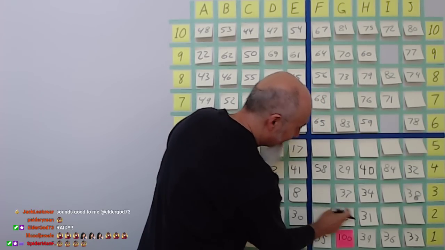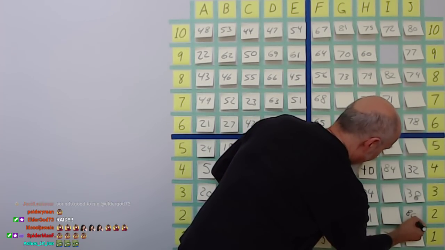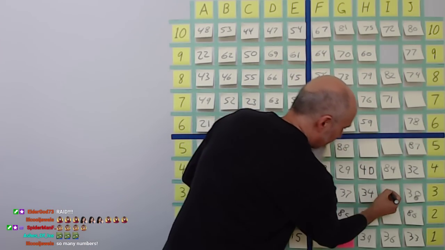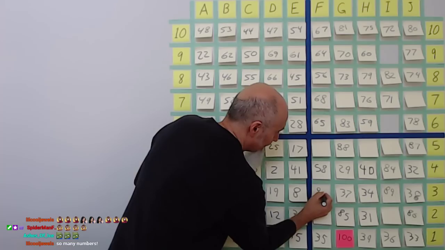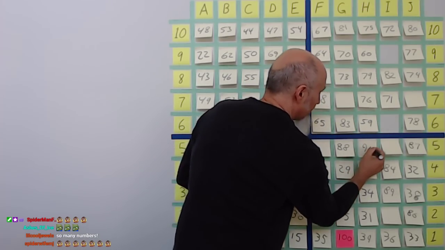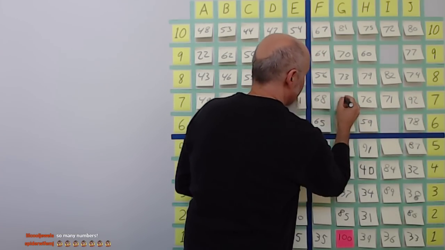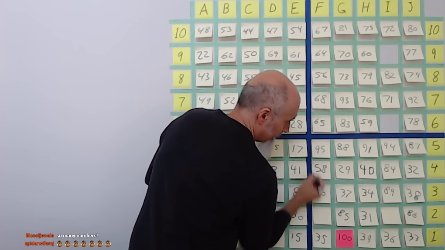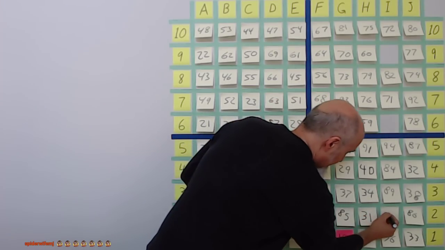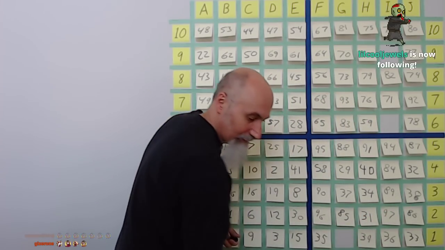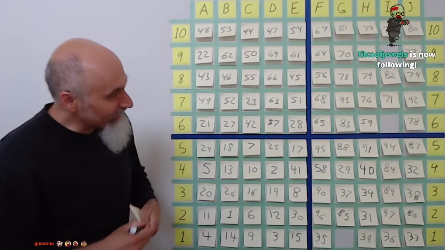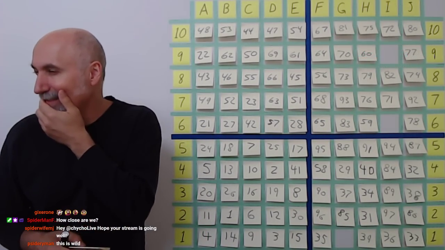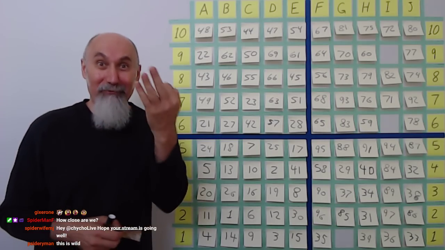Let's see. 85, 86, 87, 88, 89, 90, 91, 92, 93, 94, 95, 96, 97. So let's take down the 100. So we're at 97. Can we do better? Can we get to 99? 98? How close are we? We're at 97. We're three away.